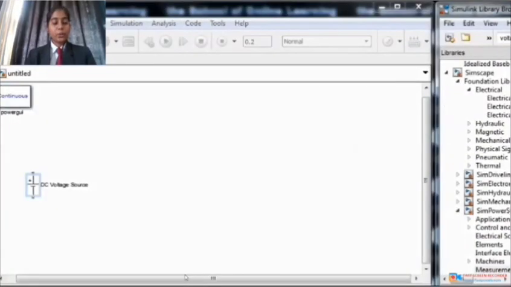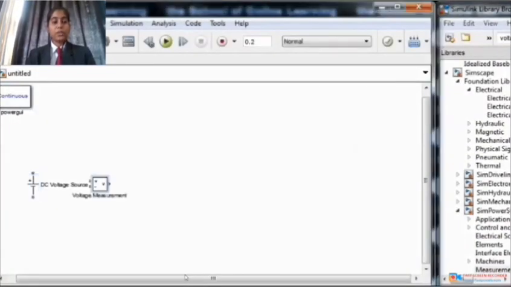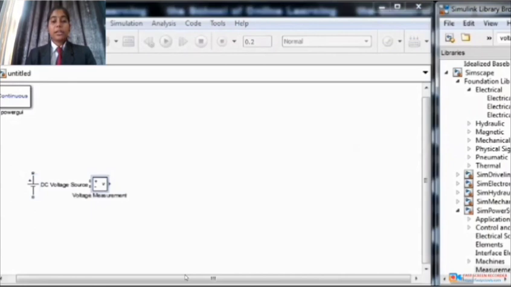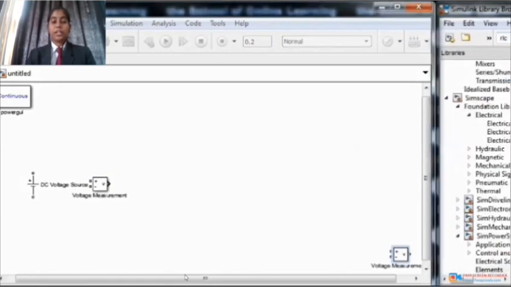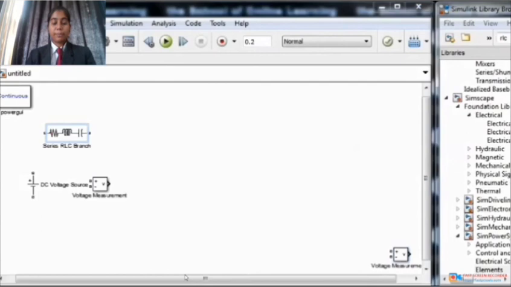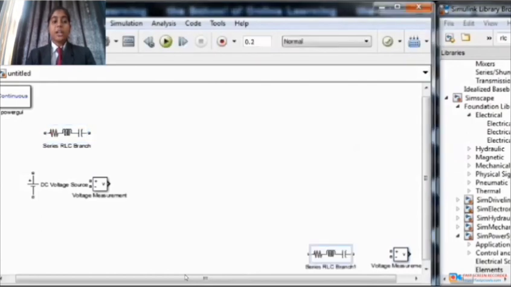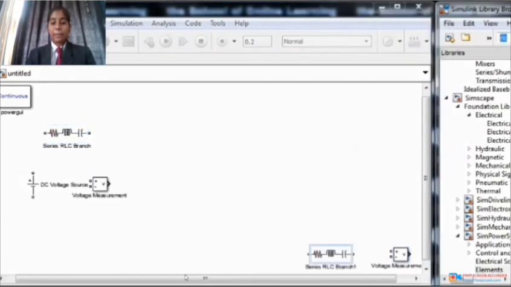Here we have used a DC voltage source which will give a DC voltage as input. Here we have also used a voltage measurement which is used to measure the voltage. Here we have used one more voltage measurement for measuring the voltage. Again, here we have used a series RLC branch which contains resistor, inductor as well as capacitor. Here we have again one more series RLC branch.